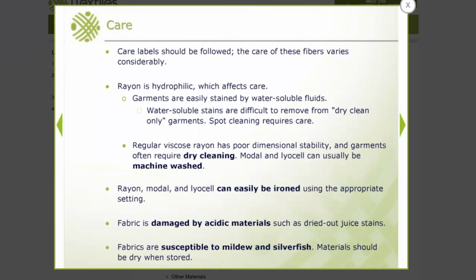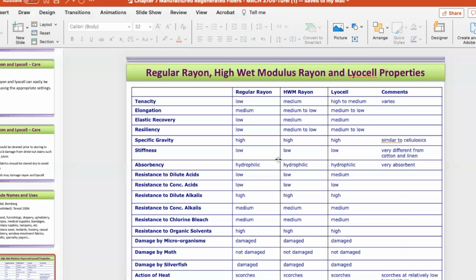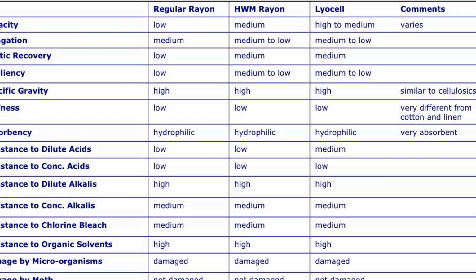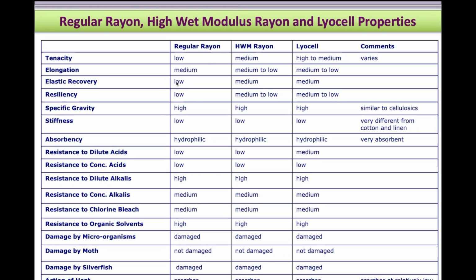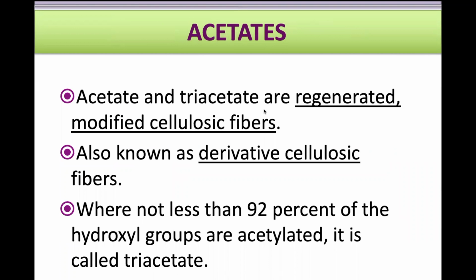Now we're going to go back to the slides. And this is kind of a summary of all the properties. So you can see regular rayon is not very strong, and it doesn't have good elastic recovery. It doesn't have good resiliency. It's not stiff. None of these are stiff. They're all hydrophilic. But regular rayon is much weaker than these two other versions, the high wet modulus rayon or lyocell. Okay. All right.